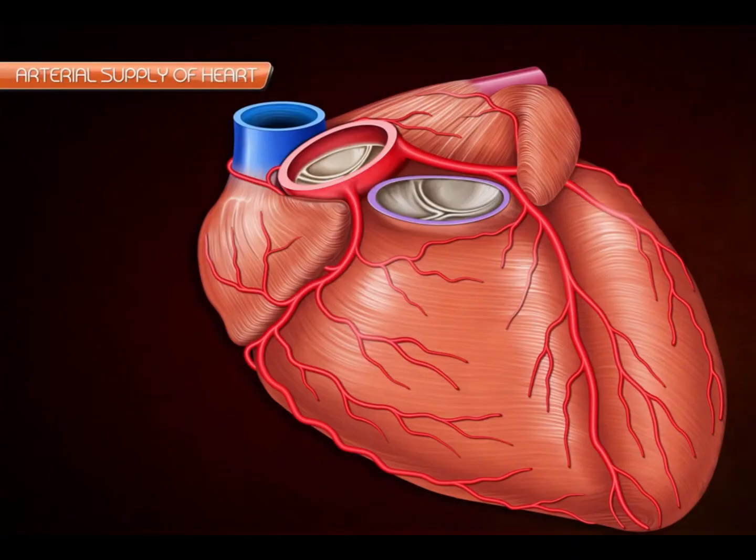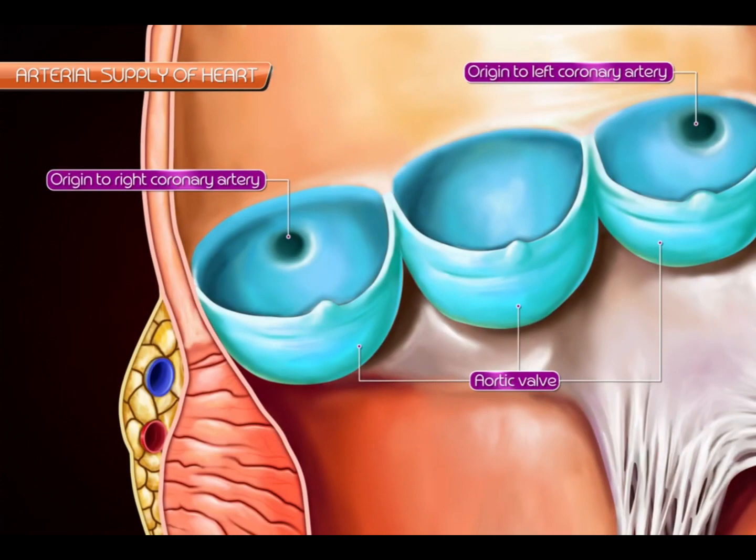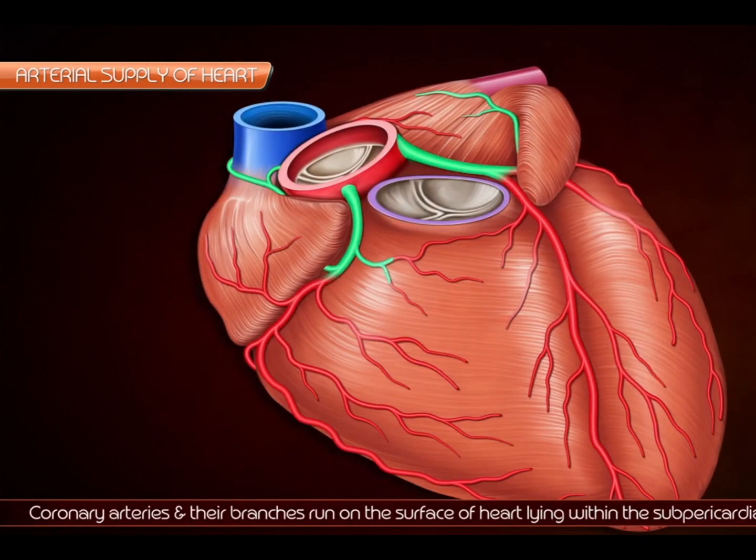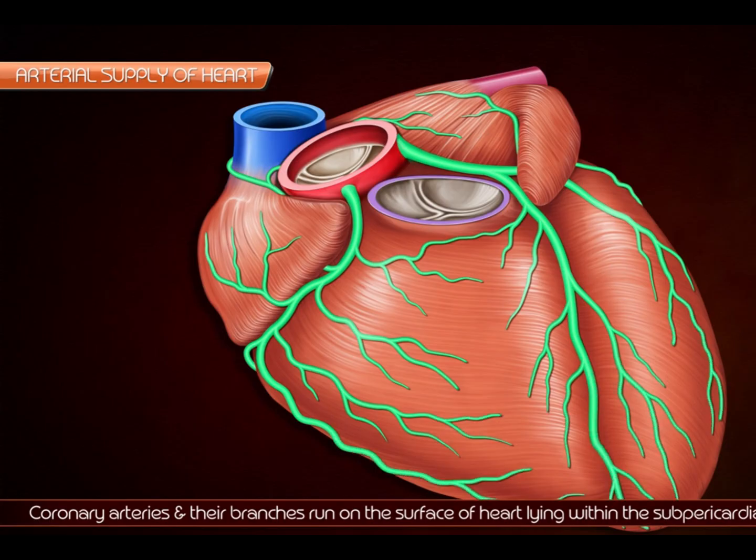The heart is mostly supplied by the two coronary arteries, which arise from the ascending aorta immediately above the aortic valve. The coronary arteries and their branches run on the surface of the heart, lying within the subpericardial fibrofatty tissue.